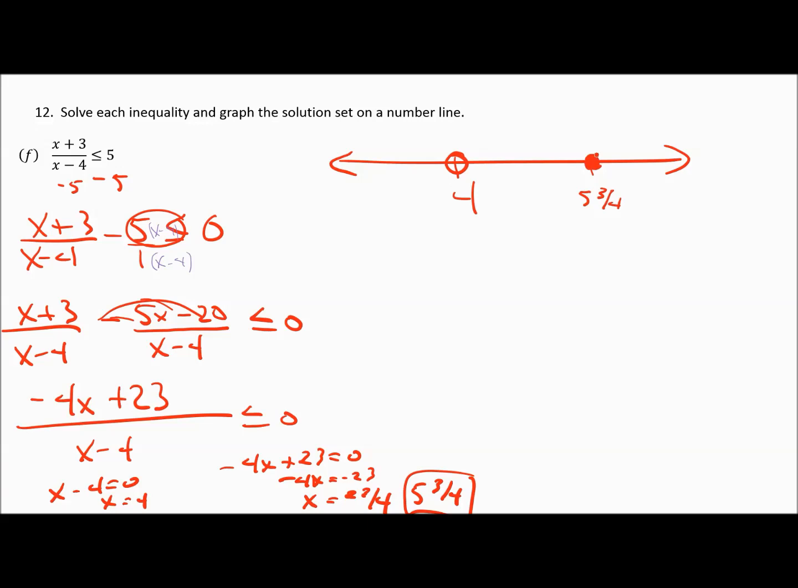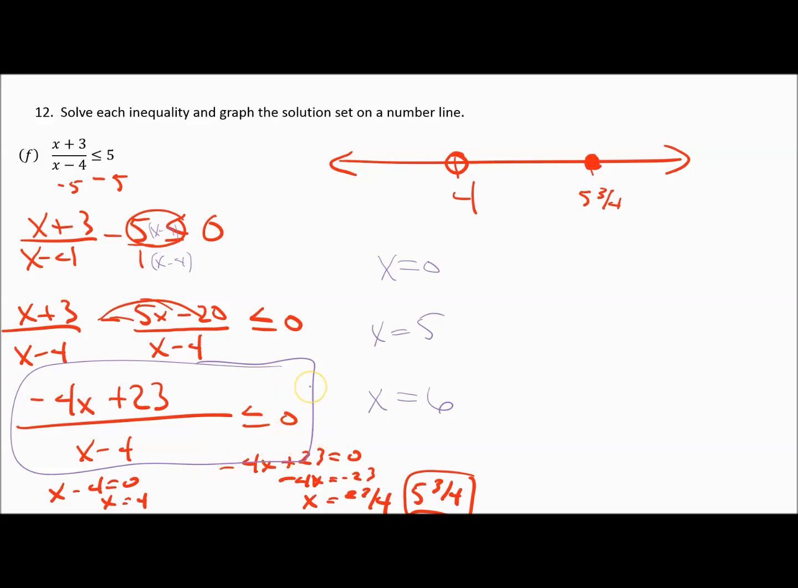Okay, hard part's over. That was it. Now we just test some points. So I need to pick a point out here less than 4 to test. I'm going to test x equals 0. I need to pick a point between 4 and 5 and 3/4. Let's pick x equals 5. And then a point bigger than 5 and 3/4, like x equals 6 or 7. I'm just going to do 6. So I'm going to plug 0 into... Now, I could go to my original inequality, but I think it would be easier to use this one that I've purpled off right here.